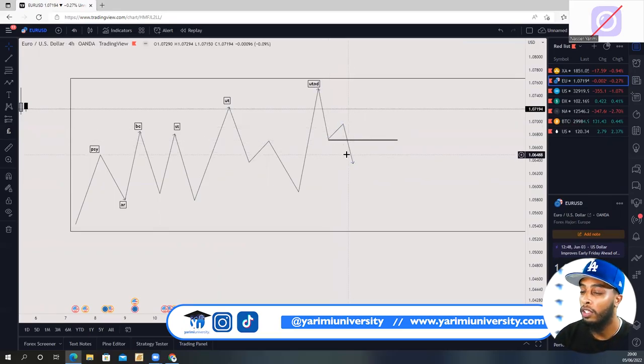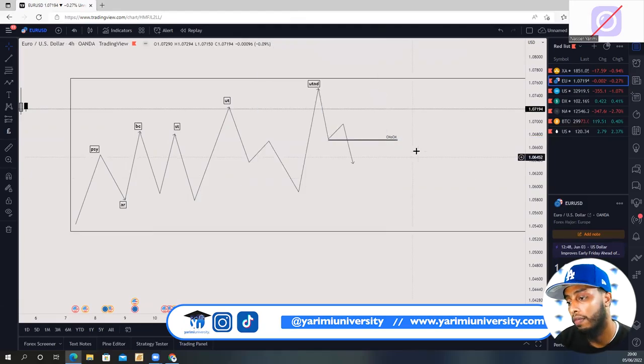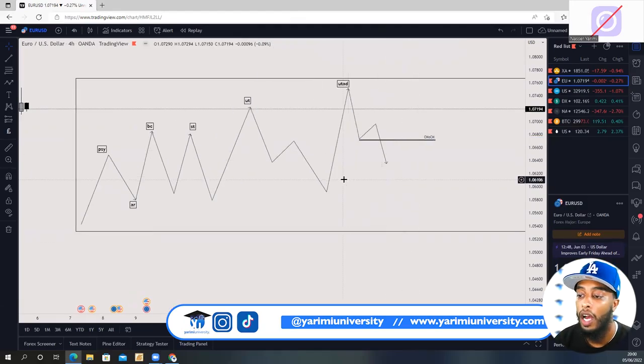So we notice that the pair that we're trading, EUR/USD in this case, is acting a little bit strange. It's moving a little bit different. Why is it moving a little bit different? Because it was about to go up, but it broke the last point that it rejected. Why? Because this is called a change of character. So we mark this as CHOCH, change of character. Okay?